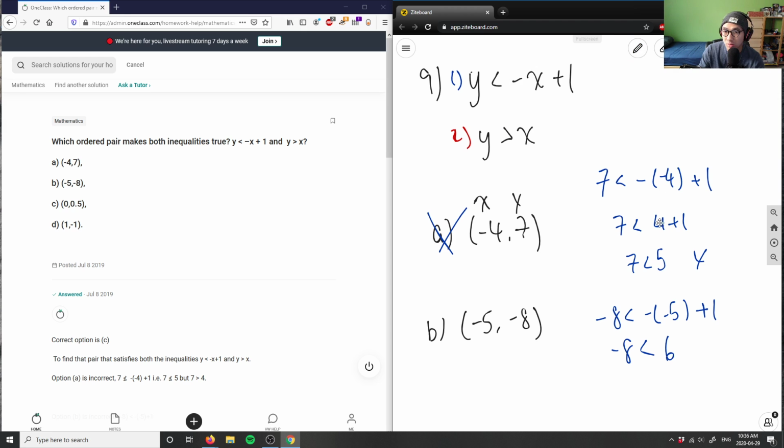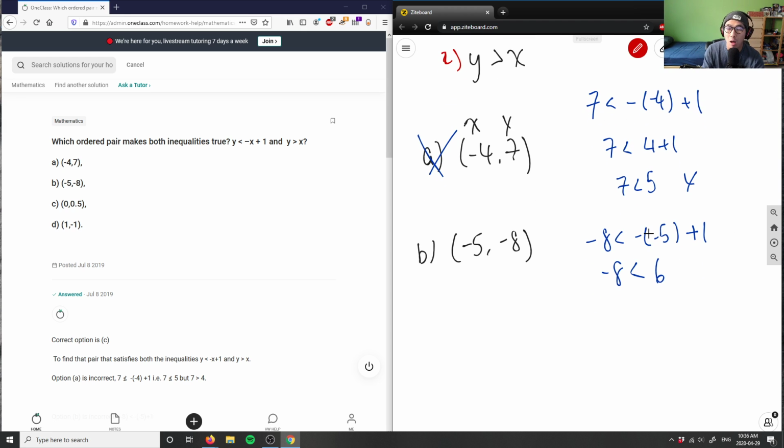And then let me just check the second restriction here. Y has to be greater than x. So -8 is greater than -5. In this case, this is not correct, right? I know that -8 is actually less than -5. So this solution is not correct. So this ordered pair does not work.